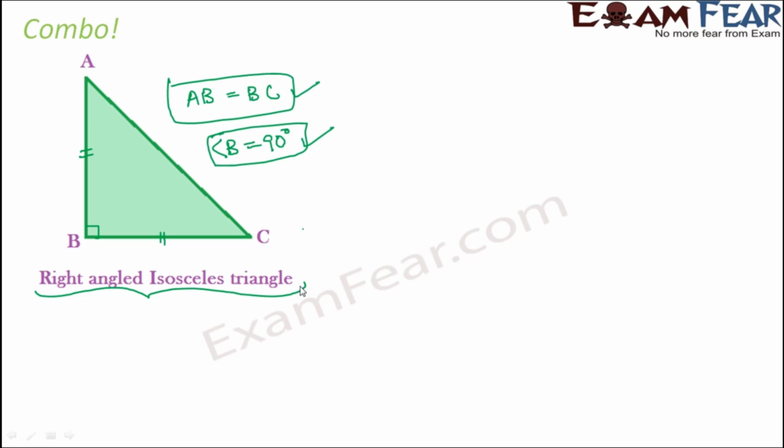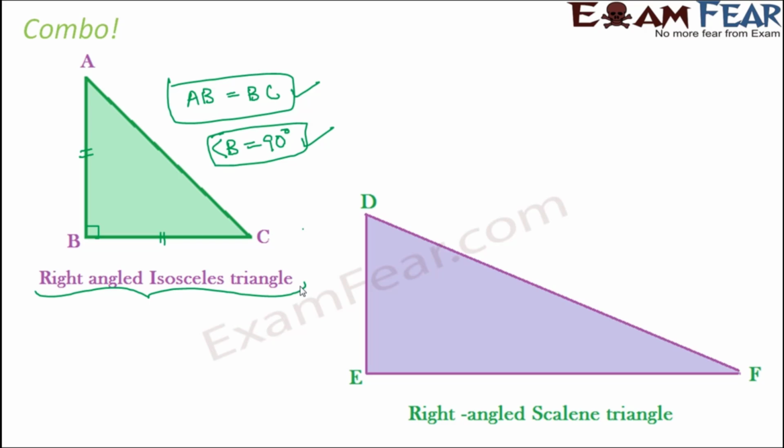So we can also have these kind of combos where depending on the sides we can say whether it is scalene, isosceles or equilateral, and depending on the angle we can say whether it is acute, right or obtuse. But not all the combinations are possible. So we will have a look at that as well. Let's look at this one. This is also a right-angled triangle because we have a 90 degree here. But in this case, all the three sides are unequal. So this is a right-angled scalene triangle.